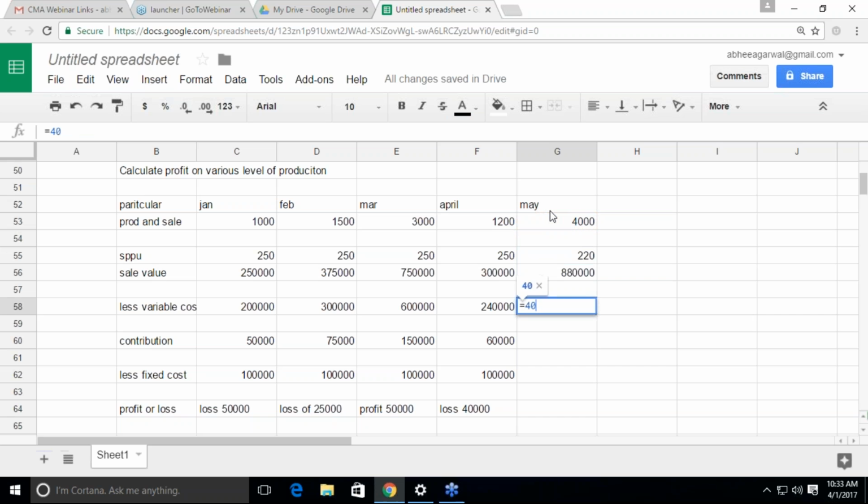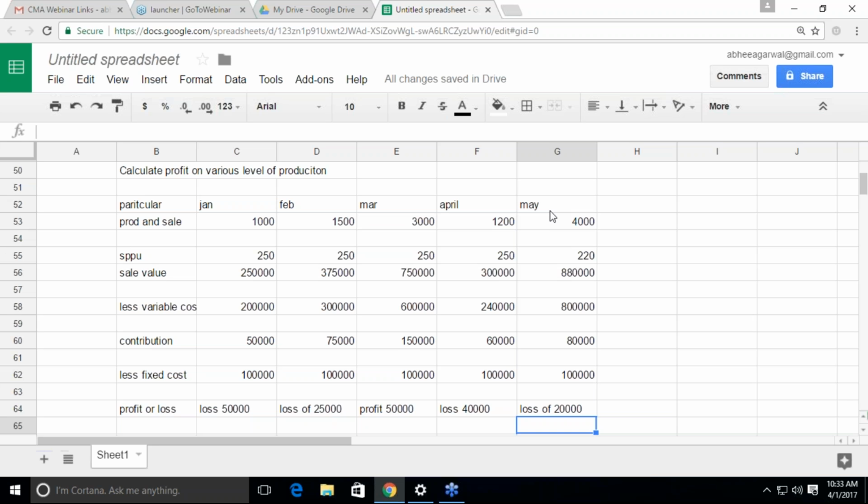Variable cost will be 4,000 units into 200 per unit, 8 lakh. Contribution will come to 8,80,000 minus 8 lakh, 80,000. Fixed cost will be 1 lakh. So I will incur a loss of 20,000. Whether I should produce and sell 4,000 units in the month of May or not is based on the selling price per unit or variable cost per unit, which change every month or every day, but not my fixed cost.